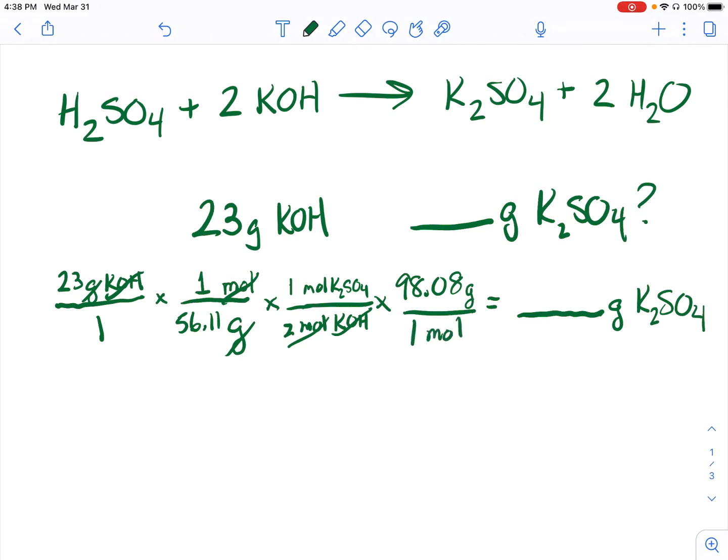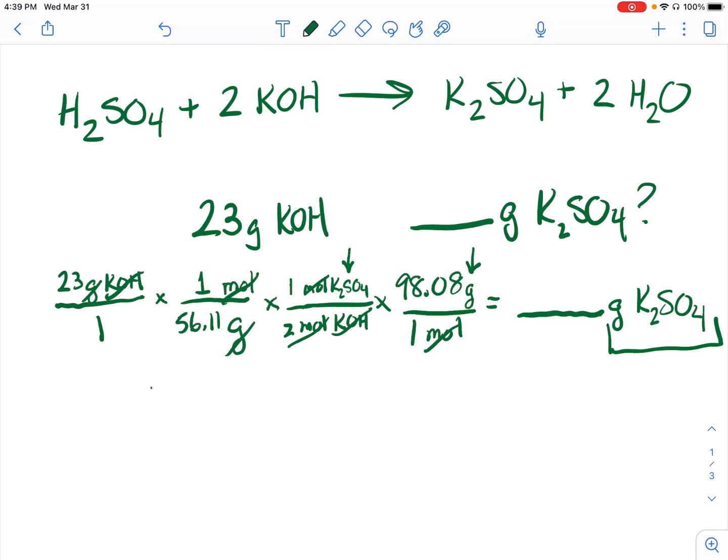And so now moles cancel, and look at the units I have left. Substance potassium sulfate, unit grams. Grams potassium sulfate. So at this point, I'm pretty confident that I have everything set up correctly. When the units all cancel out and end up with what you want, it's a pretty good sign that you have set everything up properly.